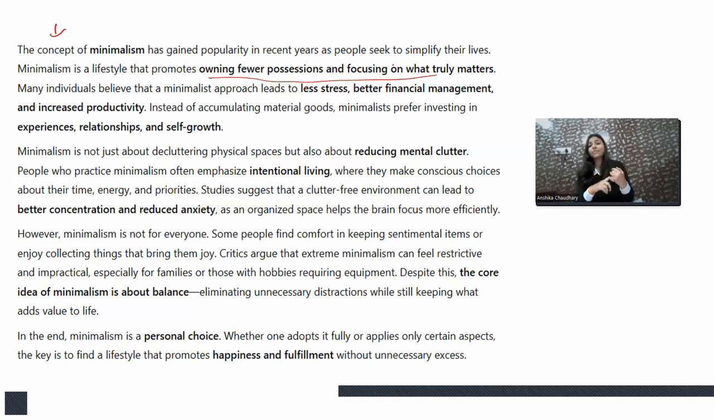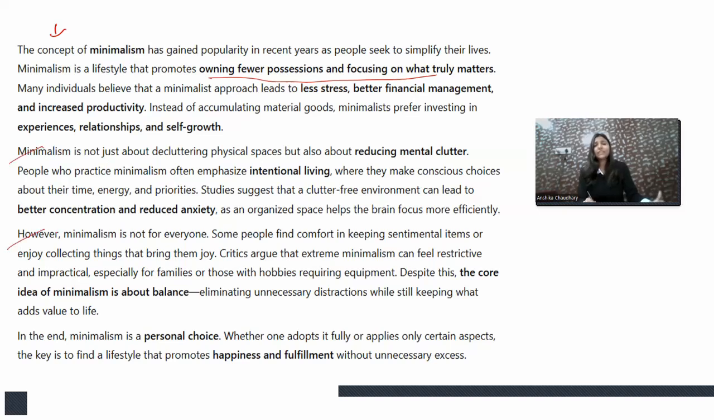It will save time, it will save effort, and everything that is necessary we are holding. So that is not going to be something time wasting and sophisticated. Now many individuals believe that a minimalist approach leads to less stress, better financial management, and increased productivity. Instead of accumulating material goods, minimalists prefer investing in experiences, relationships, and self growth. So those who believe in minimalism prefer investing in their experiences, their relationship building, and their self growth.